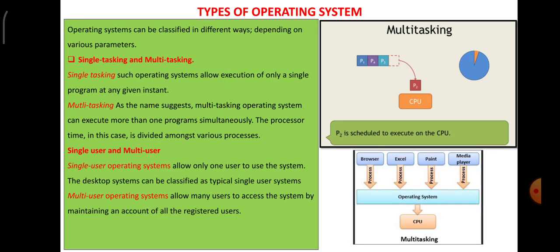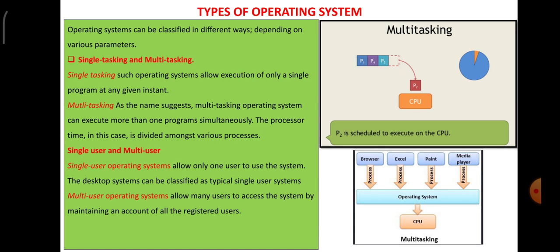Okay, types of operating system. There are two types of operating system. One is a single tasking operating system. The other one is multitasking operating system. As you all know, what is a task? Task is nothing but a job. So single tasking will refer to only one job at a time. Such an operating system allows execution of only a single program at a given instance. Given instance means at a particular time only one program can be executed, which is called single tasking.